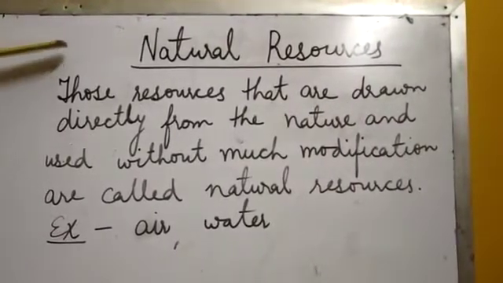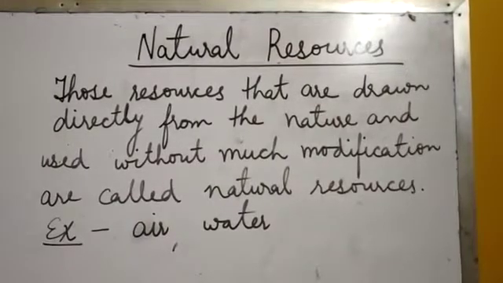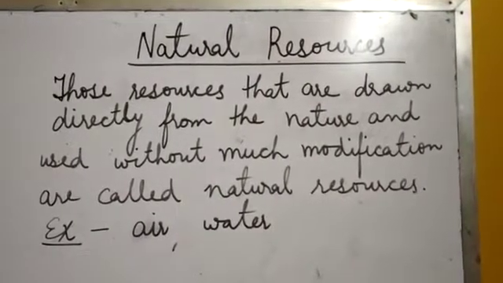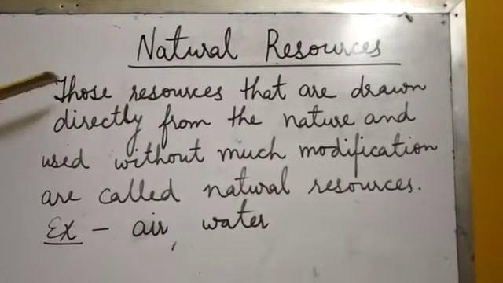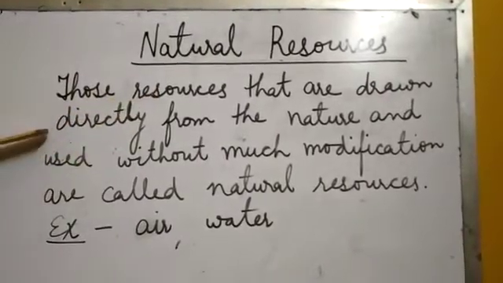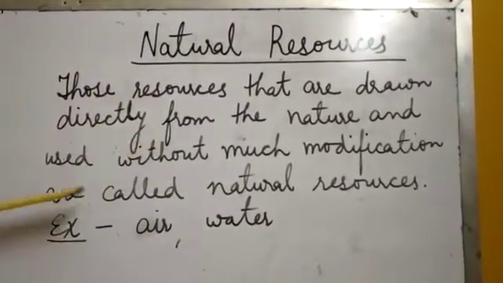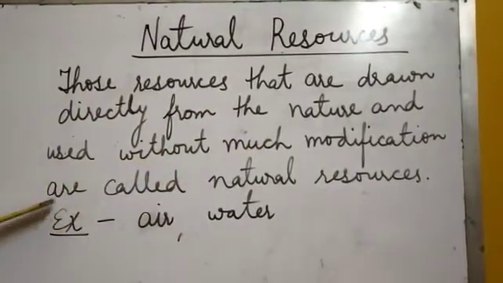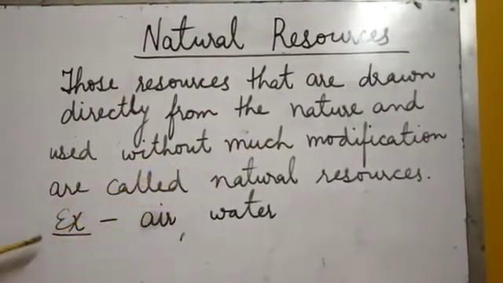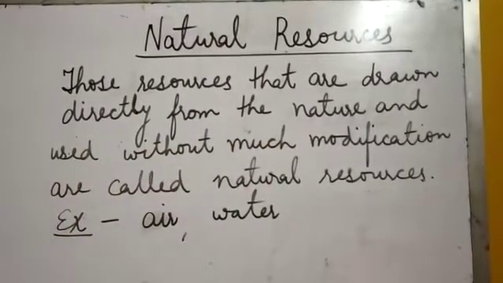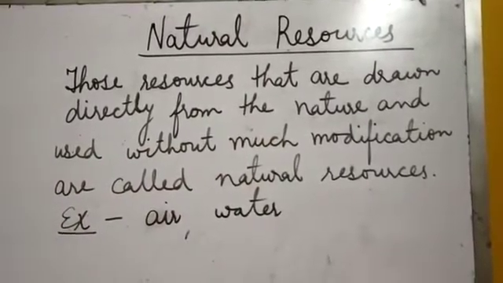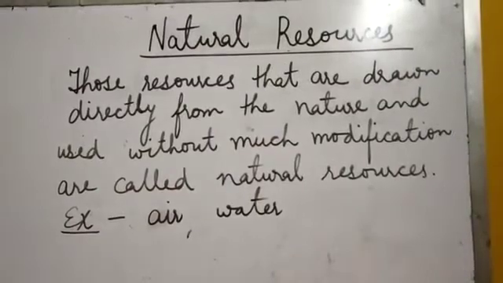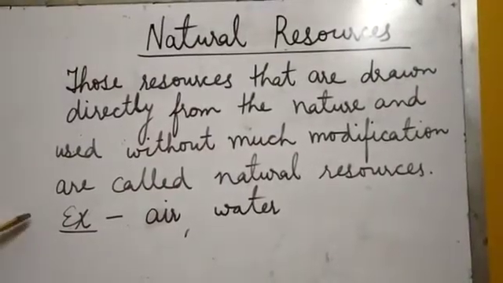The first is natural resources. What are natural resources? Those resources that are drawn directly from nature and used without much modification are called natural resources. For example, soil, air, and water are all examples of natural resources.